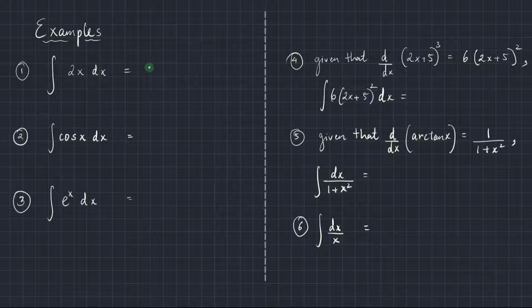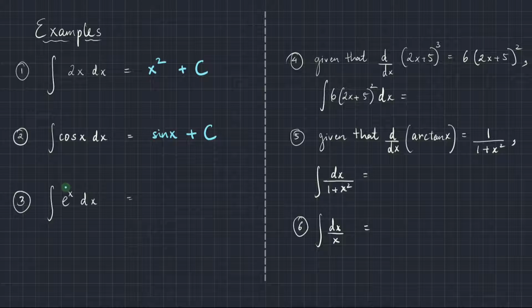Let's practice using some examples. Now the integral of 2x dx, we've already seen that is x squared plus c. Why is this the case? Because the derivative of x squared is 2x. For the next example, can you think of a function whose derivative is cosine x? That is correct. It is the sine function. But we should also write the constant of integration, and so the integral of cosine x dx is sine x plus c.